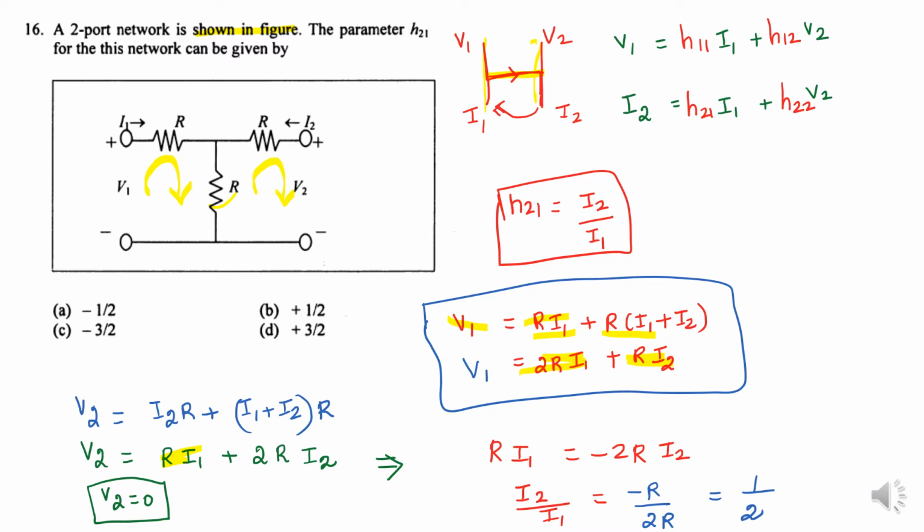Here how do we get the value H21? Here V2 equal to 0. Put V2 equal to 0, then only we get the value H21. What is H21? I2 by I1. I am going to find out I2 by I1. Put V2 equal to 0. RI1 equal to minus 2RI2. What is I2 by I1? Minus R by 2R, minus 1 by 2. So minus 1 by 2, option A is the correct answer.